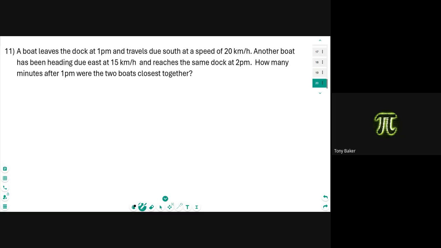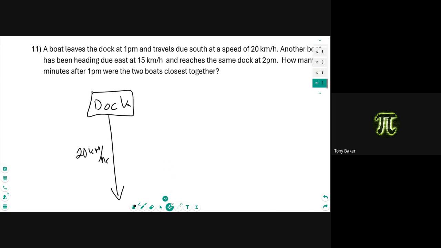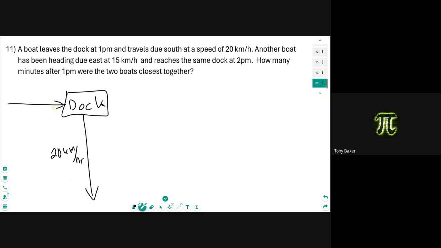All right, let's do the boat problem. So here's the dock. Oh, due south this way. So he leaves the dock and it's going away at 20 kilometers per hour. The other one has been heading east at 15 kilometers per hour. So that's a negative rate. That's a positive rate.